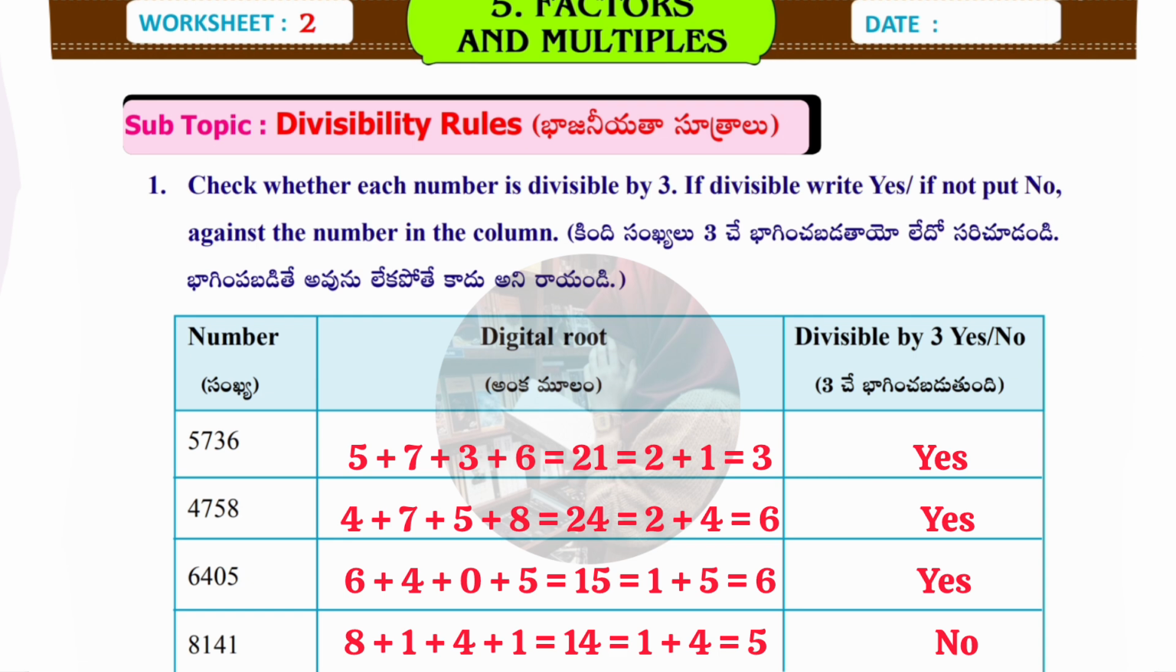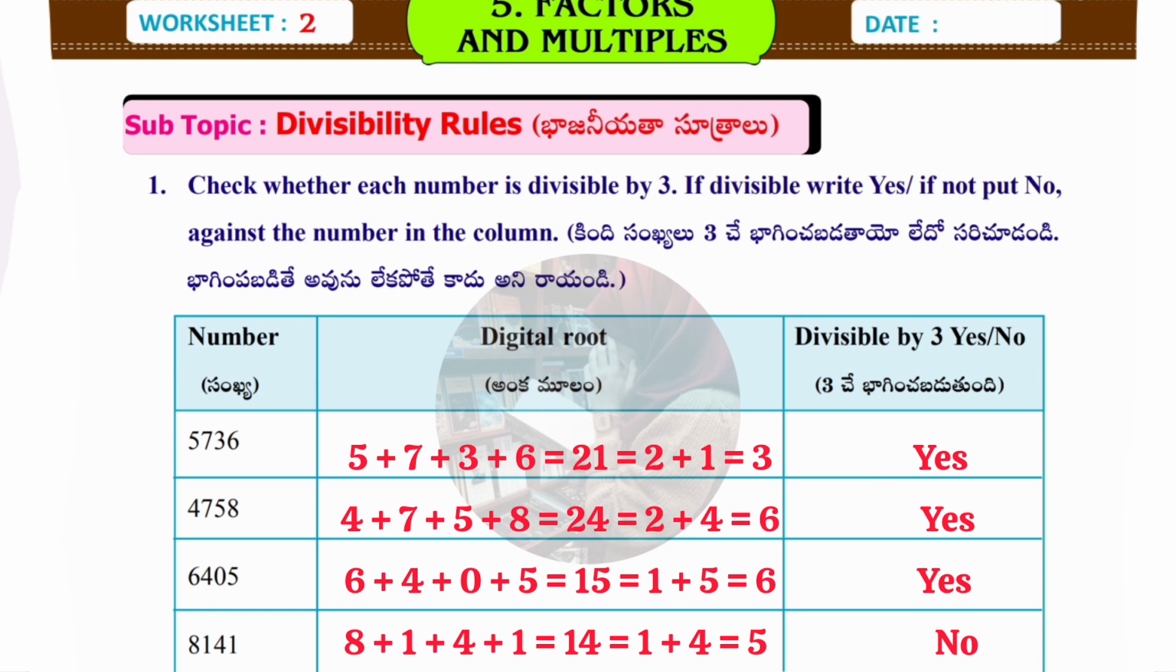So the first number is 5736. First of all, we have to write down the digital root, means we have to add all four digits in the given number, 5 plus 7 plus 3 plus 6, which is 21. Again we have to add it, 2 plus 1 equals 3. So here we get 3. Now we have to say whether this 3 is divisible by 3 or not. Yes, of course it is divisible by 3. That's why we have to write down yes in the last column.